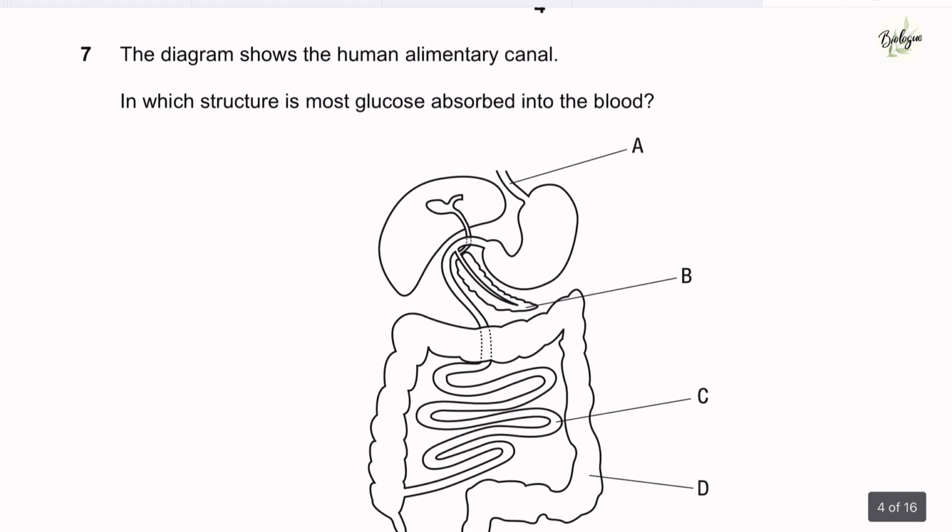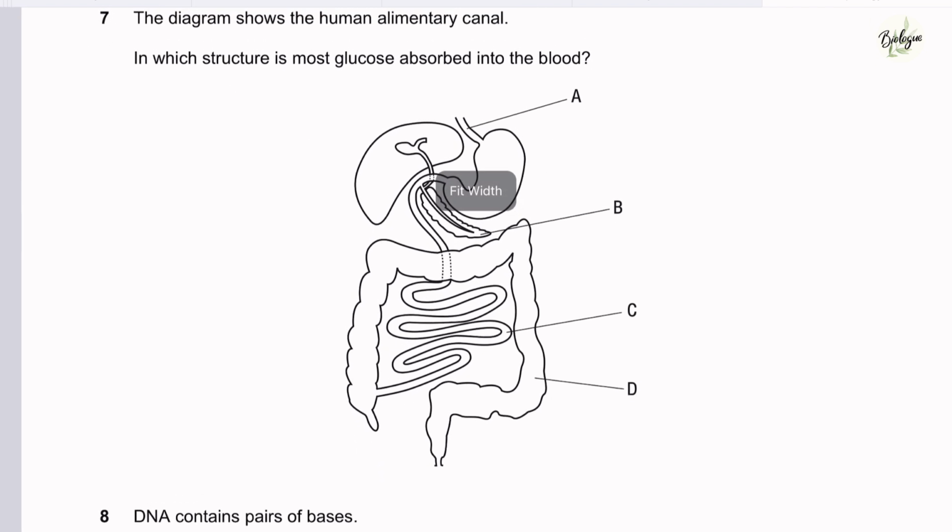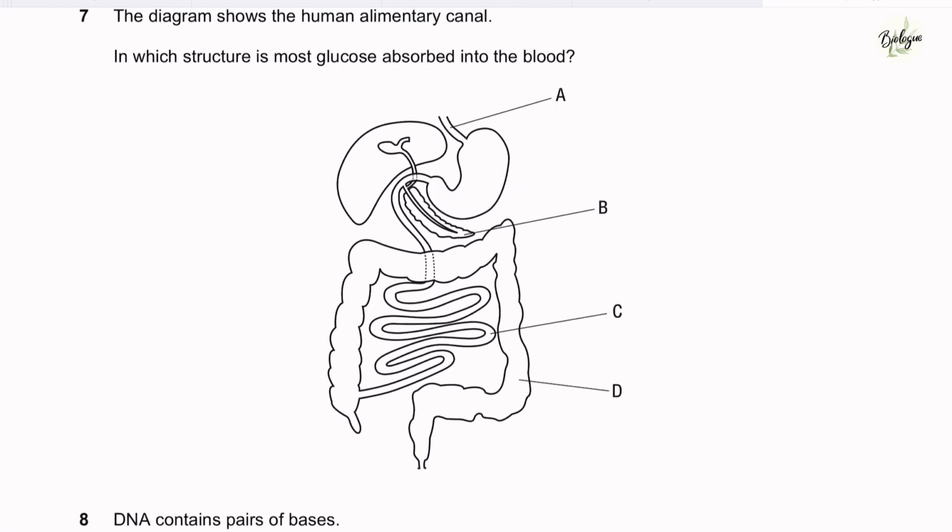Question 7. The diagram shows a human alimentary canal. In which structure is most glucose absorbed into the blood? So what we see here is question 7. Let's see. So A, B, C, D. So what is A in this case? It is the tract that is leading to the pancreas.